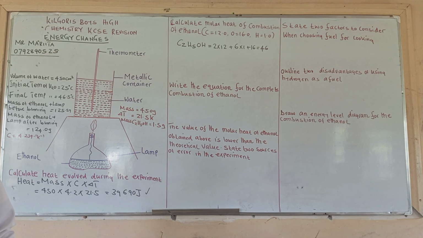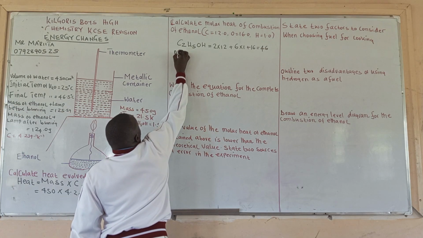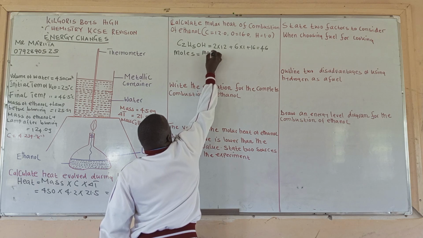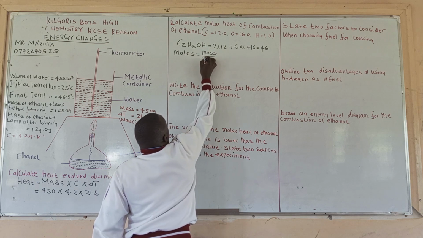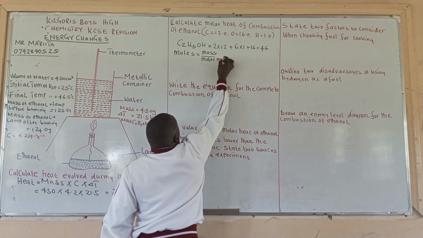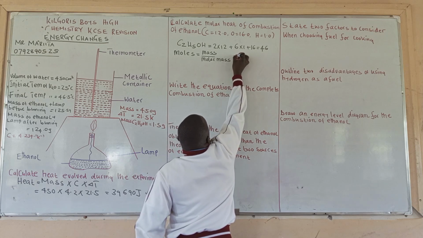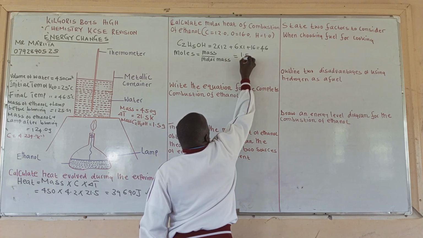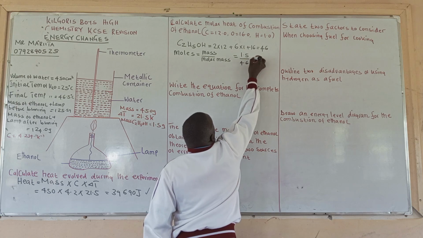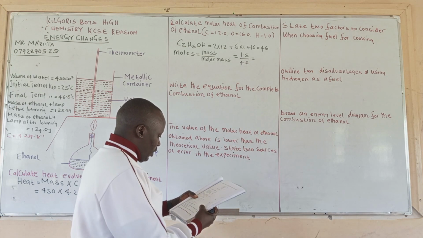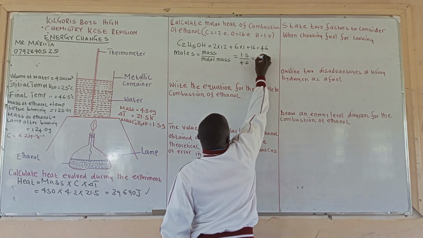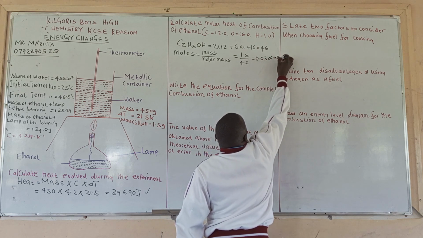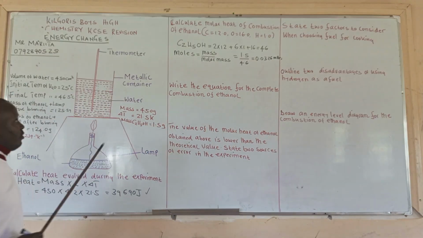Now you calculate the number of moles. Moles is equal to the mass given here divided by the molar mass. The mass of ethanol was 1.5, so we have 1.5 over the molar mass, which is 46, and this gives us a number of moles equivalent to 0.0326 moles. So the first step is to calculate the number of moles like that.